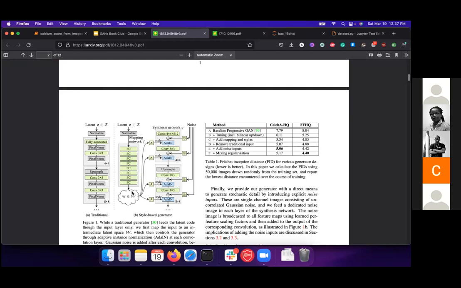This mapping network has 8 fully connected layers. And this style is given to something called AdaIN. I'll explain what AdaIN is.